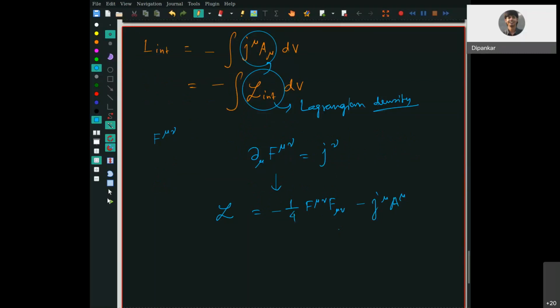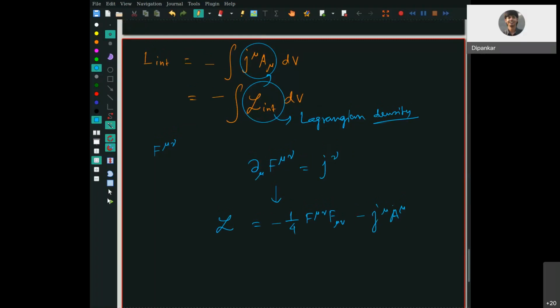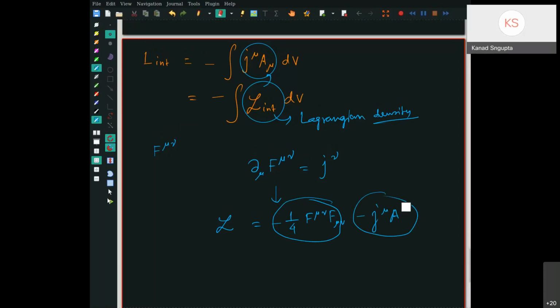It's fine if these things are a bit alien to you, but I wanted to tell you that in Maxwell's equations, you have already seen that this is the interaction term. This is the free term for the photon field, which I will come to. J mu, A mu, lowering.